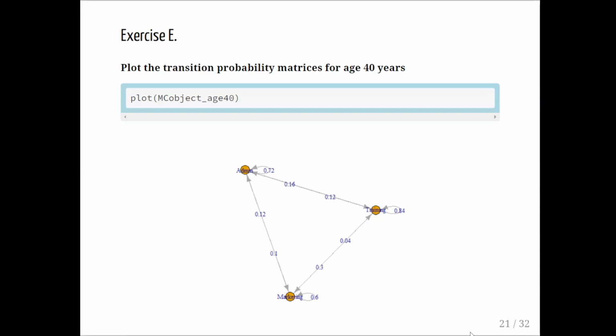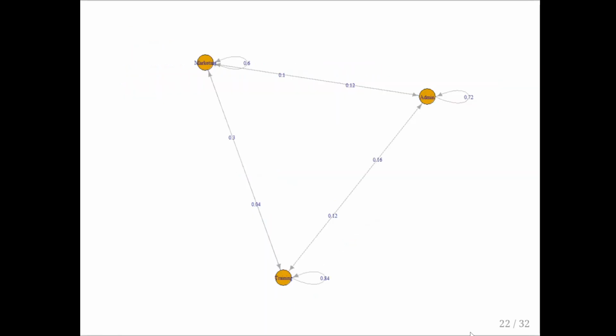So plot the transition probabilities for age 40. Essentially this is straightforward enough. The R package Markov chain will actually do this for you. So essentially just plot it there. Just name the object and just say plot. Plot MC object age 40 underscore age 40. That's as straightforward as you can get, to be honest with you. You can have a look at it there. I made it a little bit bigger.